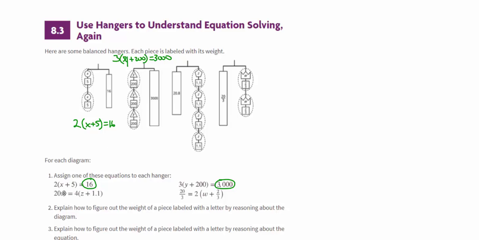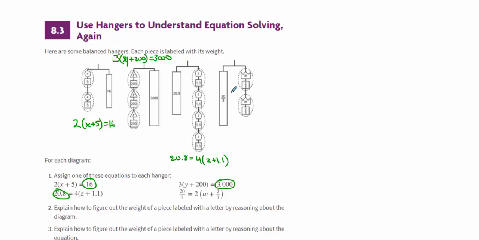Okay, let's look at this one here. 20.8 is equal to something. So I'm looking for a 20.8, and there it is right there. So that must be this one: 20.8 is equal to 4 times the quantity of z plus 1.1. So z plus 1.1, and I have 4 of those groups of z plus 1.1.